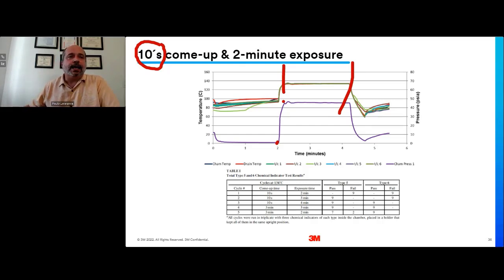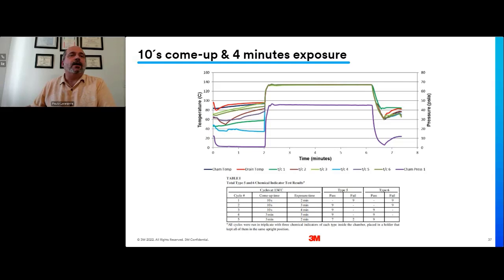I had some fail, some pass. I had fails for the type 5, and some passes because the type 5 is an integrator, so we have a limit in there that can pass. For type 6, I had some fail and some pass, which is totally against the specification of the type 6. The type 5 is in the acceptable range, some passing, some failing. Now, with the 10 second curve and 4 minute exposure, I had them showing pass and fail for 3 minutes, and for 4 minutes pass, the type 6.